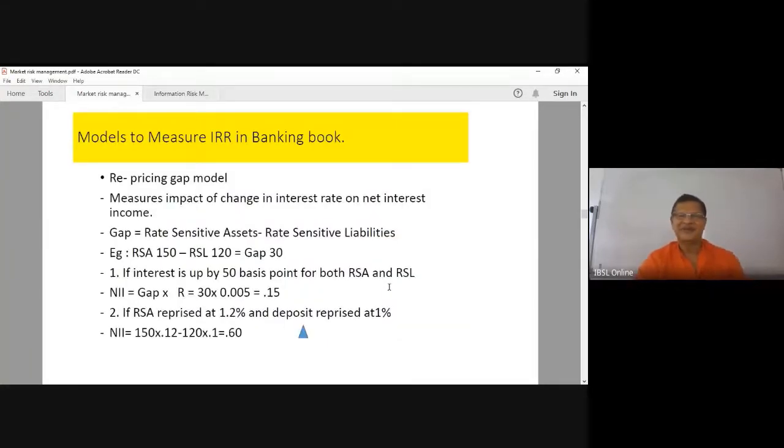So now I am going to look at interest rate risk in the banking book. We also call it repricing gap. Now I take an example. If you have rate sensitive assets, generally in the banking book, we take the cash flow of 6 months, 1 year, 1 to 2 years, 2 to 3 years, 3 to 5 years, 5 years and above.